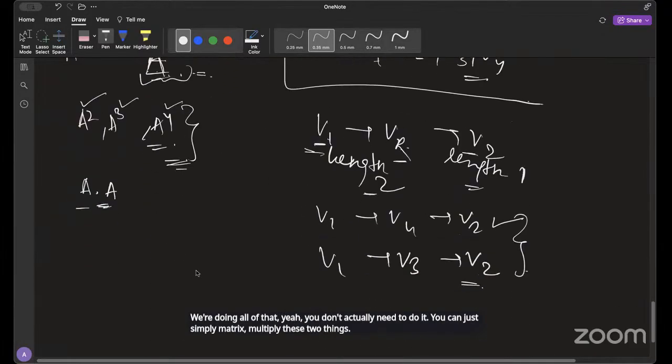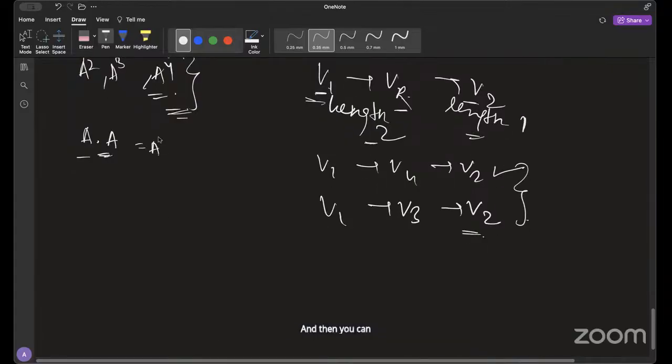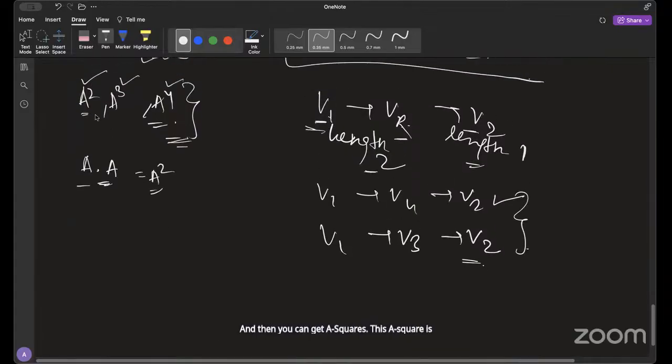You can do matrix multiplication, and then you can get a square. So this A square is basically nothing. It's just A multiplied with itself 2 times, and then A multiplied with itself 3 times, and then 4 times. That's what it is. So instead of doing the longer path, you can just simply multiply these two things, which is easier.